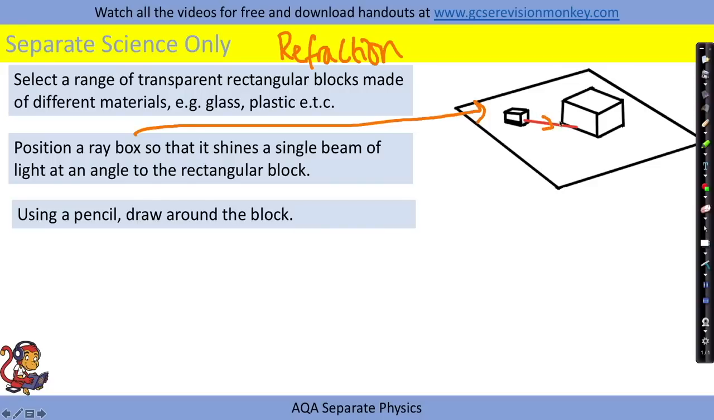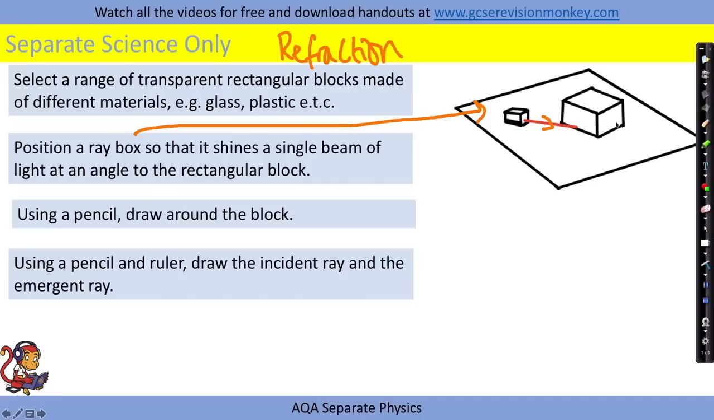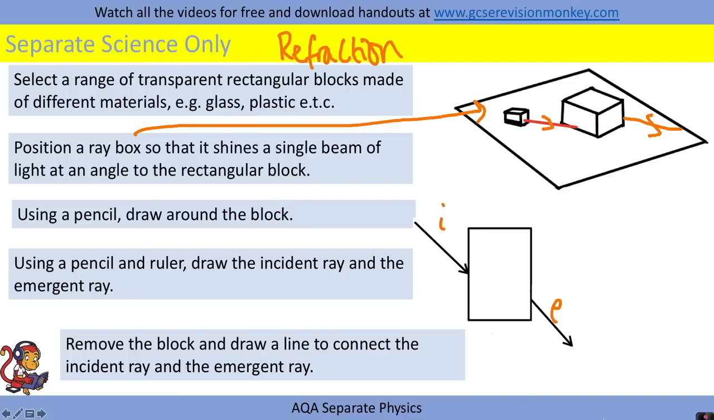Using a pencil, we then draw around the block, and using a pencil and ruler, we draw the incident ray, which is this one here, and the emergent ray that comes out of the block. So our diagram might look something like this to start off with: the outline of the block with the incident ray and the emergent ray that comes out of the block. We then remove the block and draw a line to connect the incident ray and the emergent ray, which is shown in this diagram here.